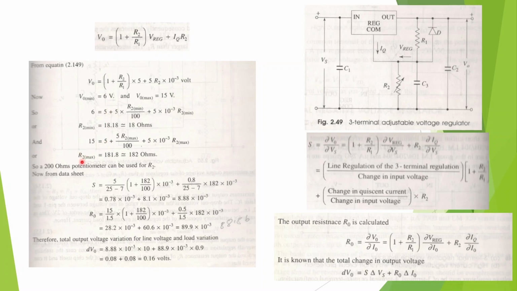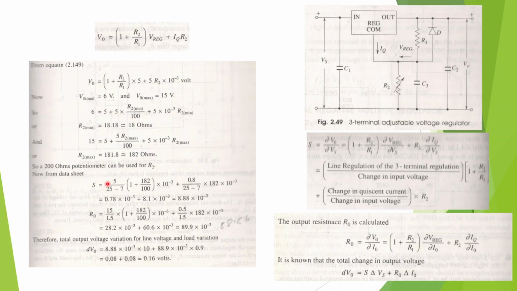Now let us calculate the value of R2 for the maximum output voltage of 15 volts. So in this equation, instead of 6 we put 15 and we calculate, and we get the value of R2 as 181.8 ohms, which is equal to 182 ohms. So the value of R2 should range from 18 ohms to 182 ohms. So a commercially available 200 ohms potentiometer can be used in the place of R2.